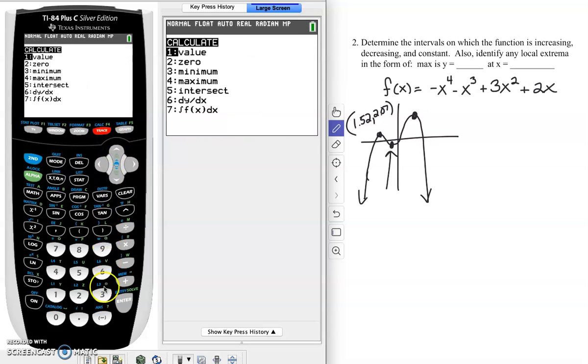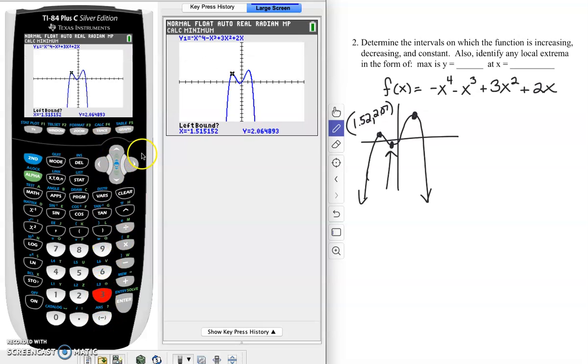So again, second trace, option 3 this time for minimum. Same three questions: left bound, right bound, guess. I'm going to get pretty close to it, hit enter. The closer I can get, like if I had zoomed in a little bit, it probably would have been better. Enter, guess, because then I would get a more accurate minimum. But this is probably pretty good. Negative 0.31 and negative 0.31. That's going to be a minimum.